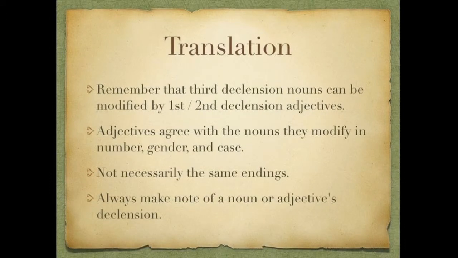A few things to keep in mind as we start to do translations. Remember that third declension nouns can be modified by first, second declension adjectives. So we're going to have some cases where the adjectives do agree in number, gender, and case with the nouns they modify, but the endings aren't necessarily going to be the same. So always make note of a noun or adjective's declension as you go through and start to translate your sentence. So the endings aren't necessarily always going to agree, but they will agree in number, gender, and case.